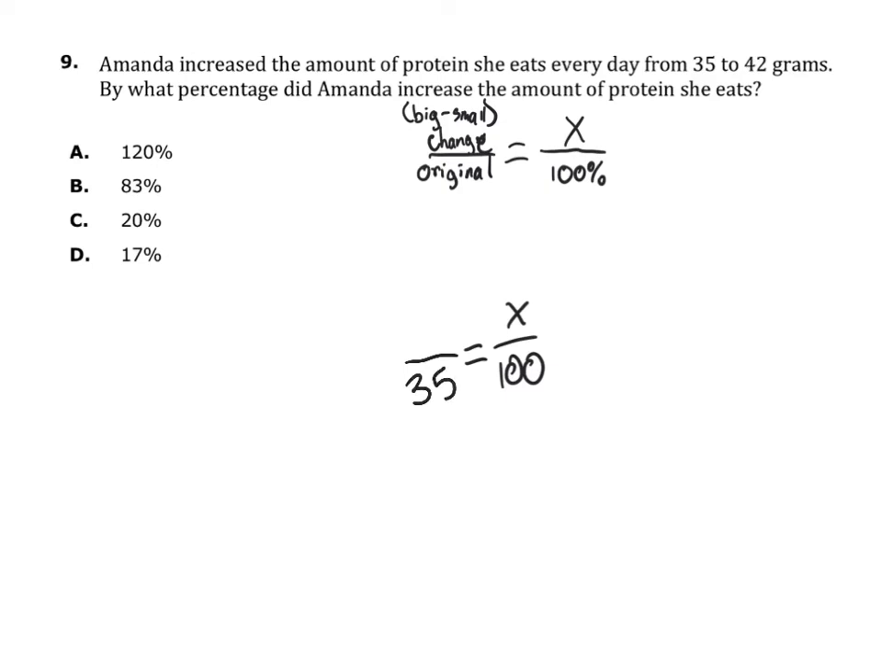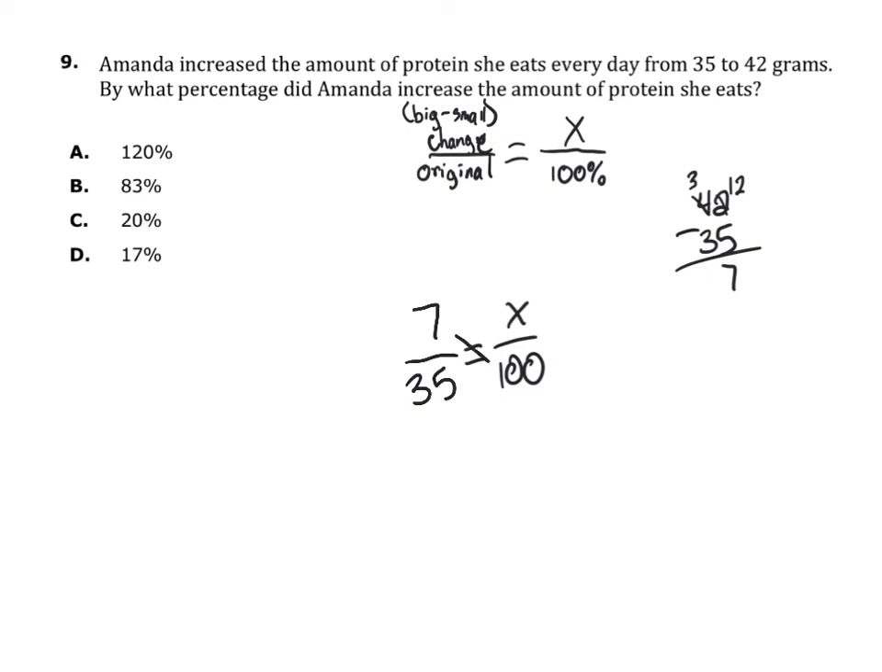Now the change, the big number minus the small number. That means our big number is 42. We have to subtract the smaller number, which is 35. So we have to borrow here. So when we subtract 12 minus 5, we get 7. So that is our change. 7 over 35 equals x over 100.